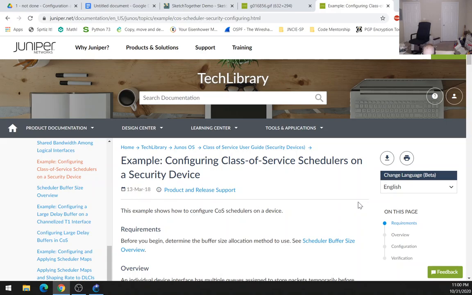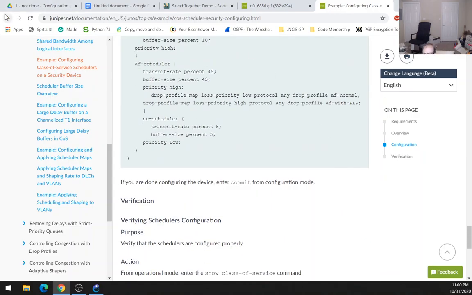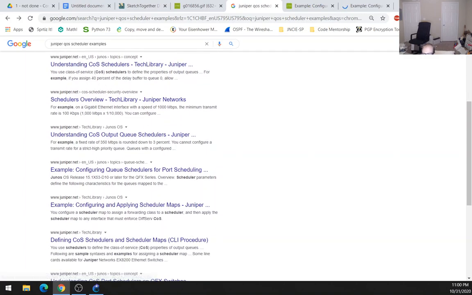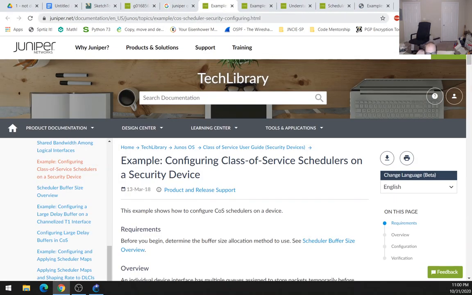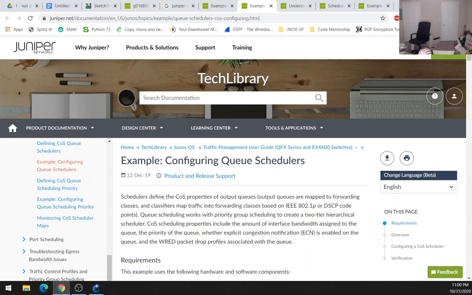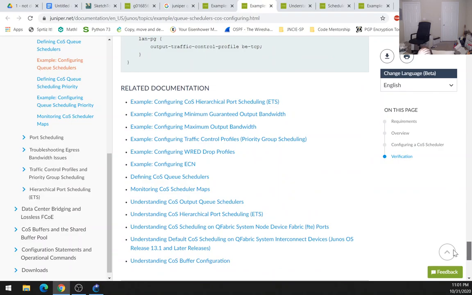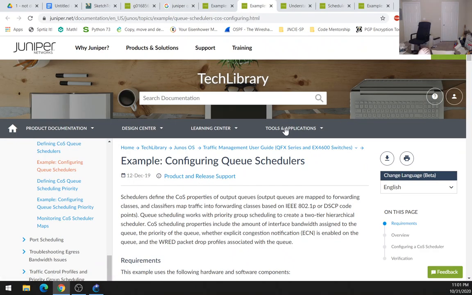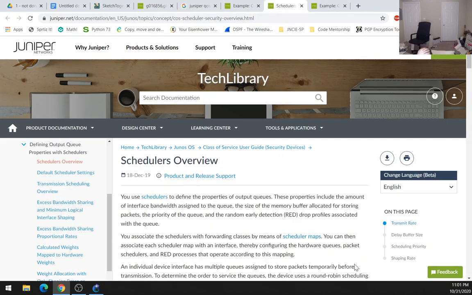So here we go. Configuring class of service schedulers on a security device. Okay, so that one looks good. Let's see if there's a better one. So I guess I'm not sure which one I want, because this one looks pretty good. Oh, but this one is for QFX and EX routers. Those aren't the kind of routers I'm doing. And in fact, those are our switches, not routers, so that's not going to be a good one.